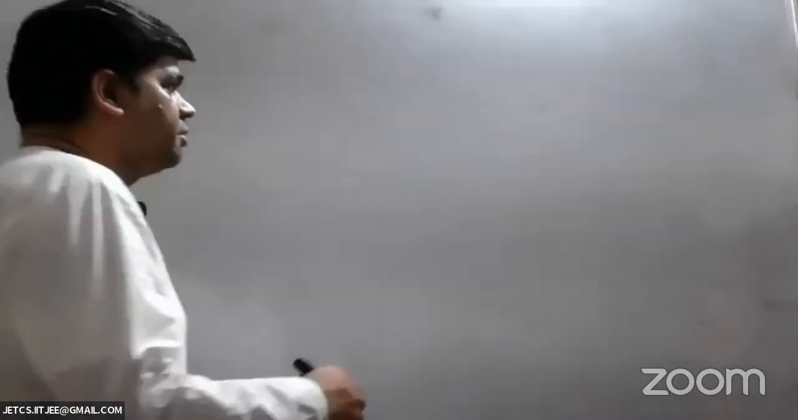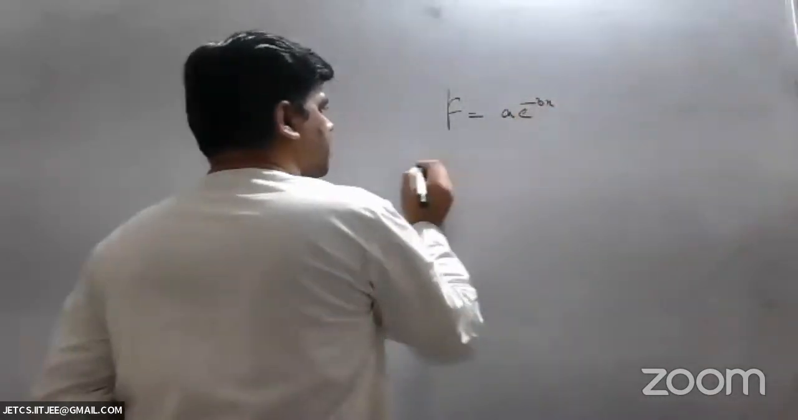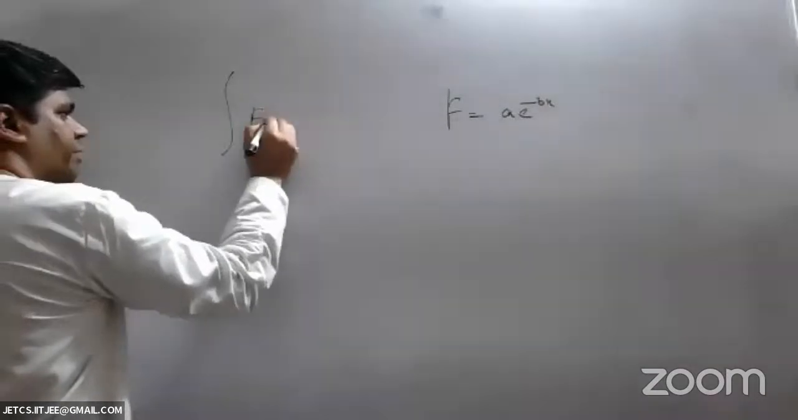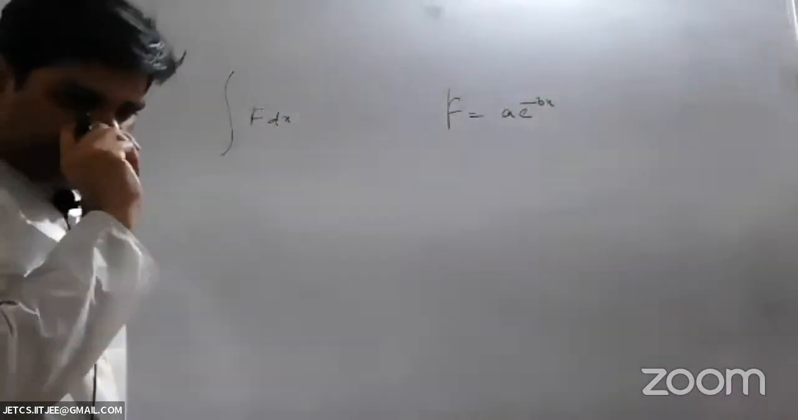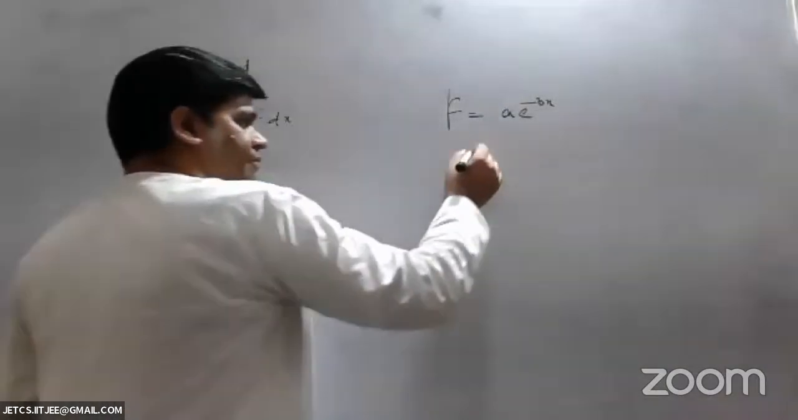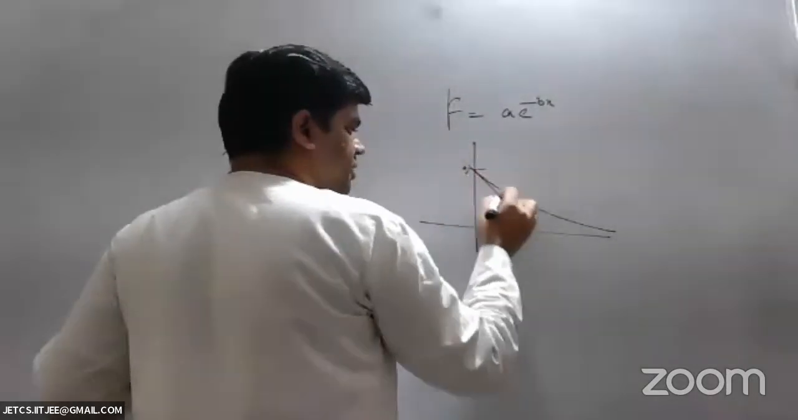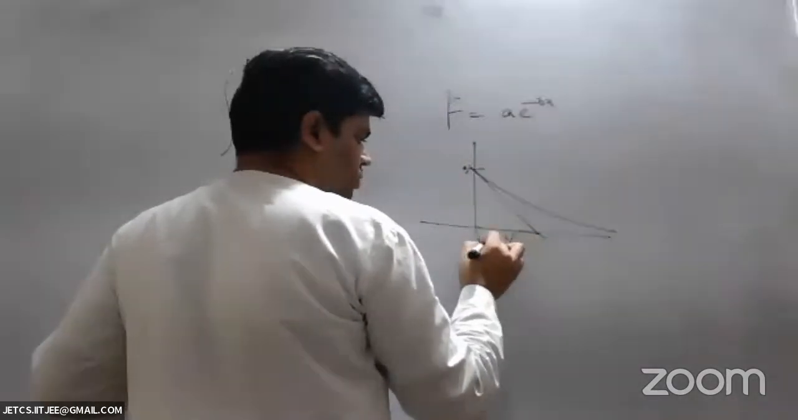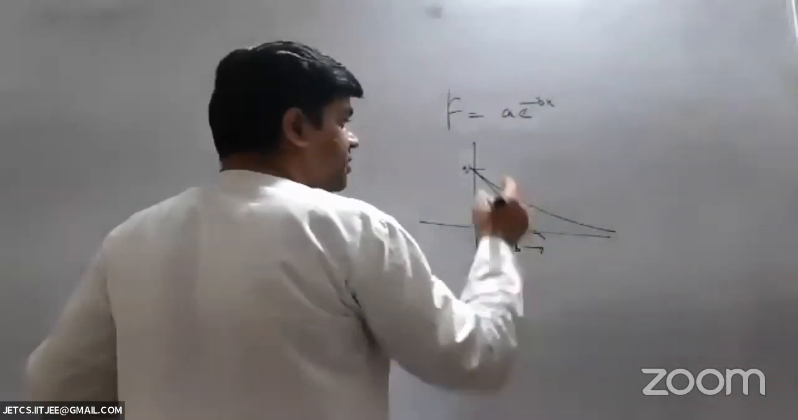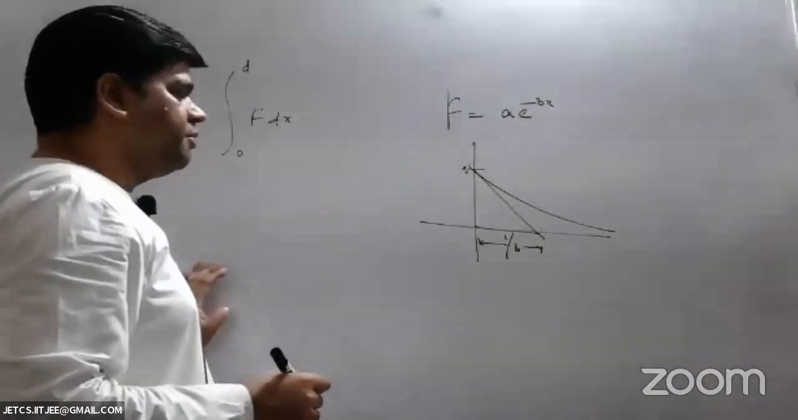So f is equal to a e power minus bx. I integrate f dx from where to where? From the origin to distance d, so from 0 to d. Look at the graph. I plot f first and get this function. This is a, and this is 1 by b. If you remember, this is a length constant given by 1 by b, the inverse of the coefficient of x. We derived it one day, but if you have forgotten, we'll do it later.